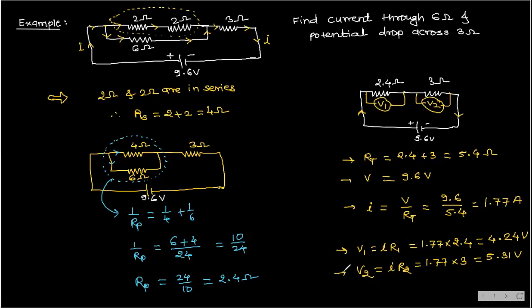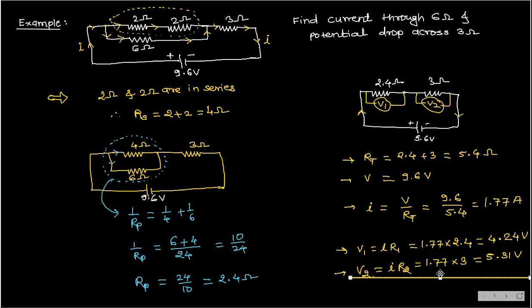So now you got one question answered, that is the potential drop across 3 ohm. Yes or no? Potential drop across 3 ohm is how much? 5.31 volt. So this has come, right? Yes, sir. Okay, we got this right.